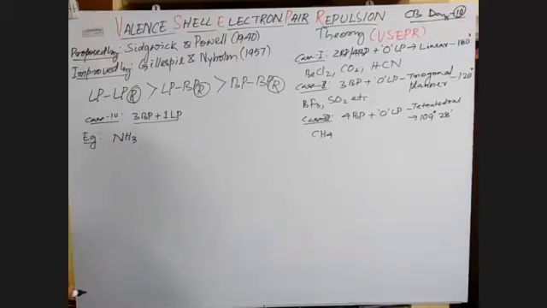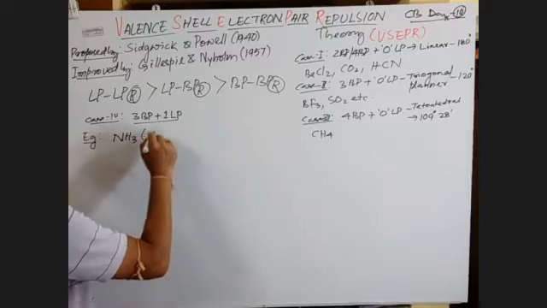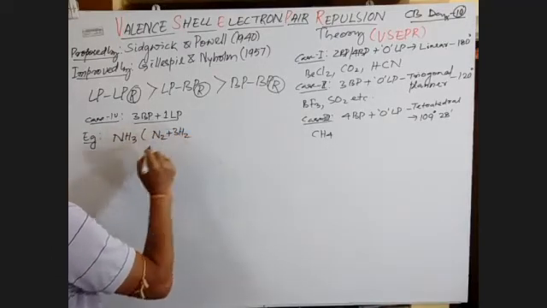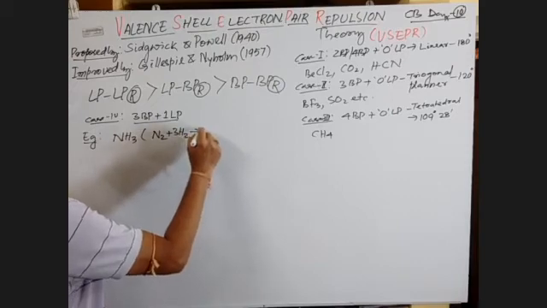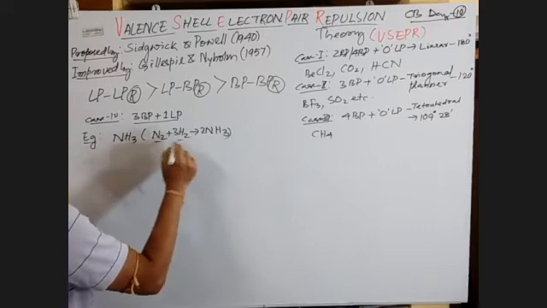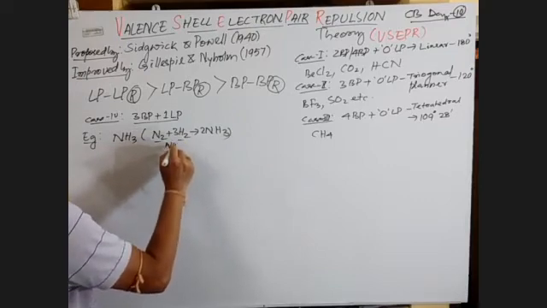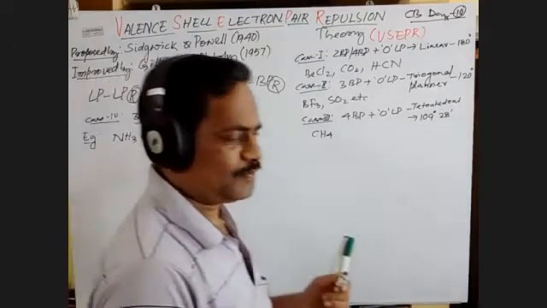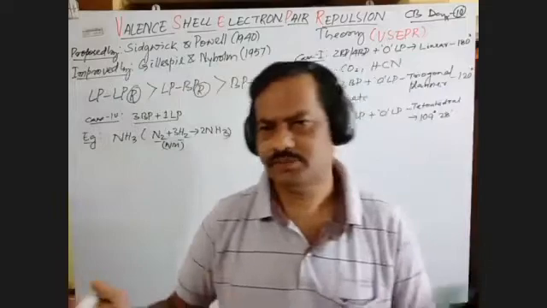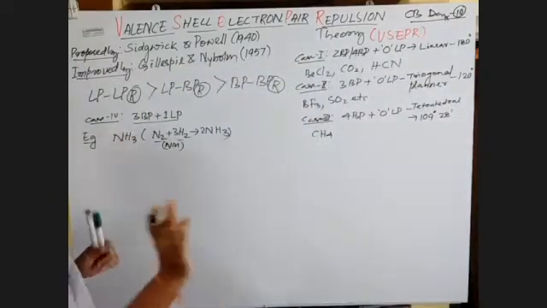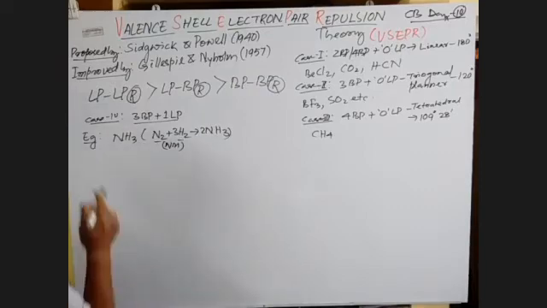So how is ammonia formed? Nitrogen plus three hydrogen reacting to give NH3, or ammonia. Here nitrogen and hydrogen both are non-metals, which is the primary requirement for covalent bonding. So ammonia is formed by covalent bonding.